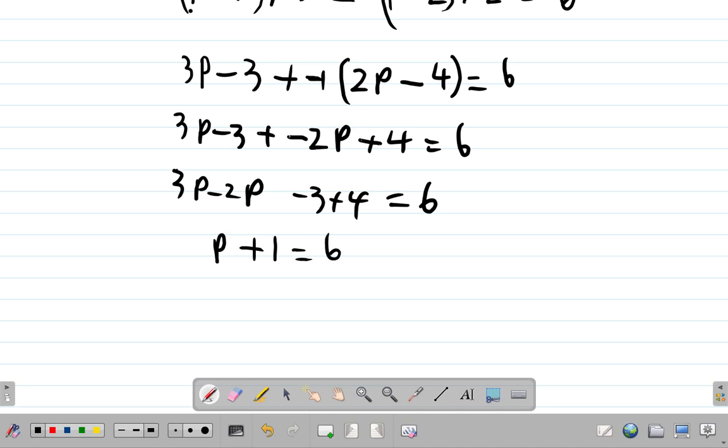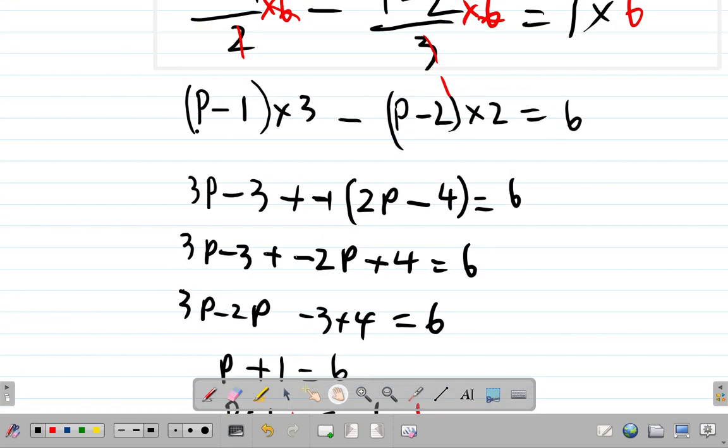Next thing, you're going to subtract 1. So it's p plus 1. Let me space that out a bit. P plus 1 equals 6. You subtract 1 in order to get rid of this one. I have p alone equals. But you must subtract 1 from 6 as well. So you get 5. So p is equal to 5.